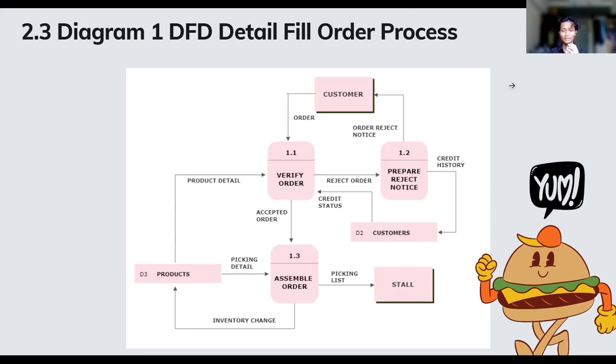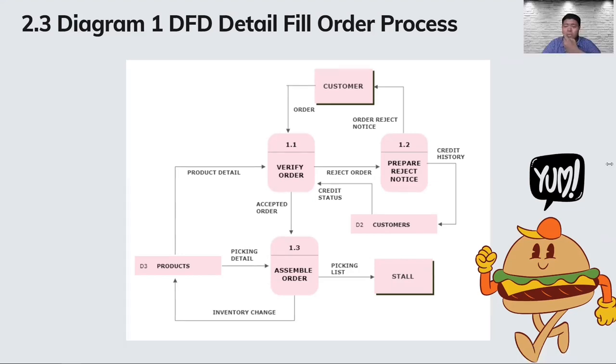To give an example, to verify customer information such as contact information or order history, the verify order procedure may visit the customer data store in order to accurately construct the order. The construct order procedure may retrieve product information from the product data store, such as description, pricing, and stock level. So I think that's all from me. For part one, I will pass to the next presenter.